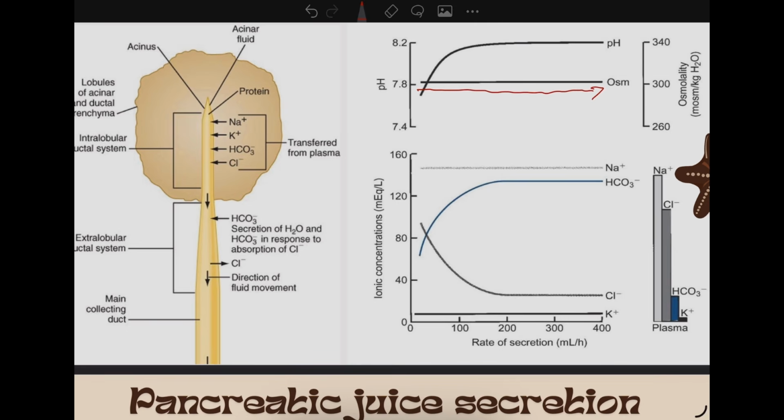Now, for the osmolarity, as we said, it's not affected at all. It's still isotonic because water follows ions. You reabsorb, water goes. You secrete, water stays. So it's still isotonic. For the pH, of course, it will increase. Why will it increase? You are increasing bicarbonate, which is a base. So you increase pH.